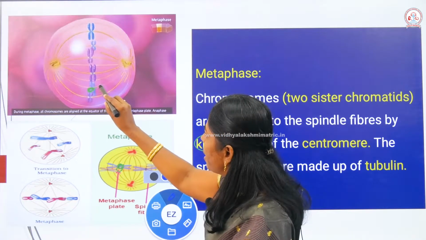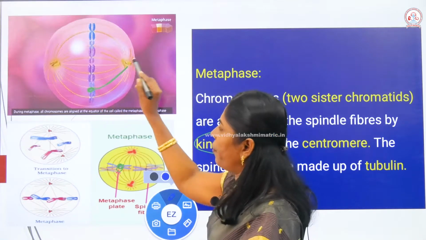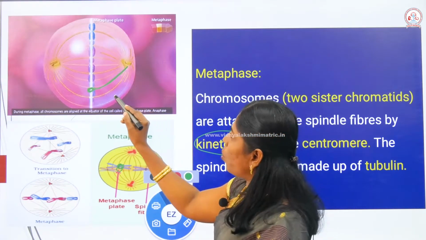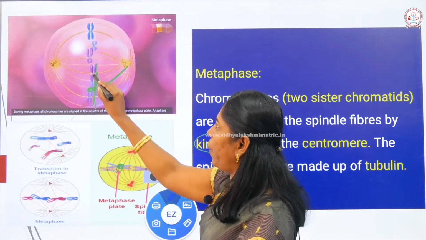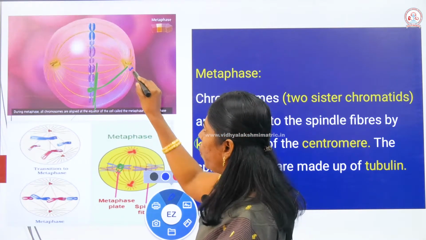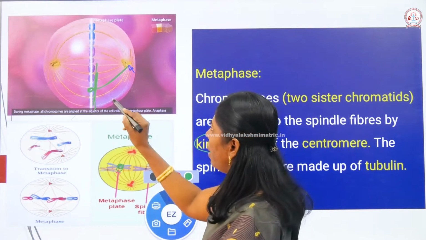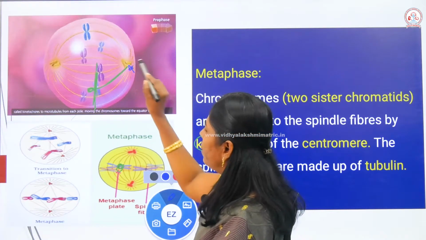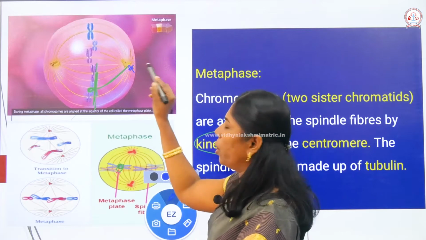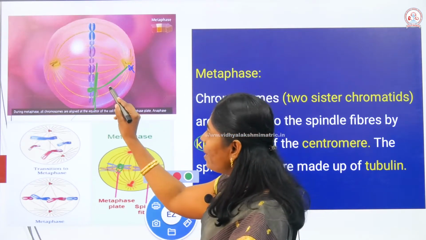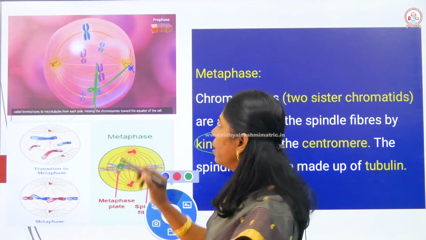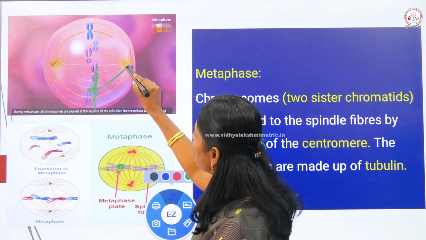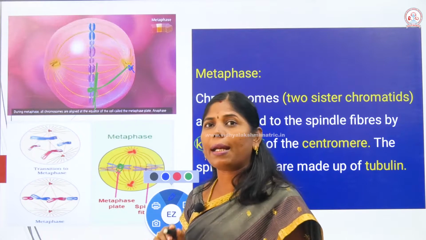Okay, the kinetochore is attached with the spindle fibers. Actually, one end of the spindle fiber is attached in the equatorial region. This is the equator end, and another one is the pole end. The end attached to the equator is known as the positive end, and the end attached to the pole is known as the negative end.